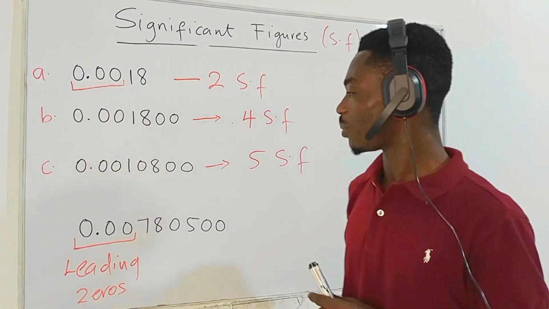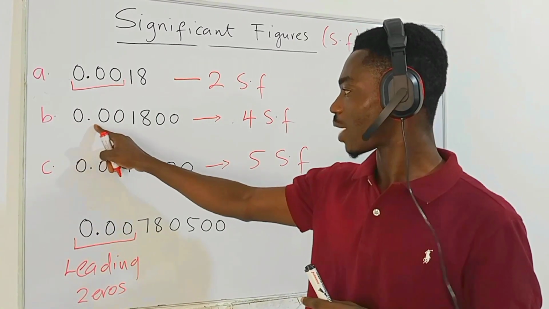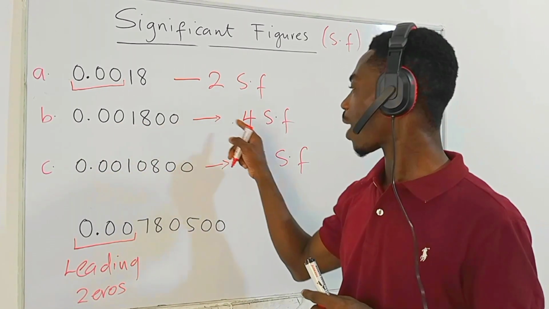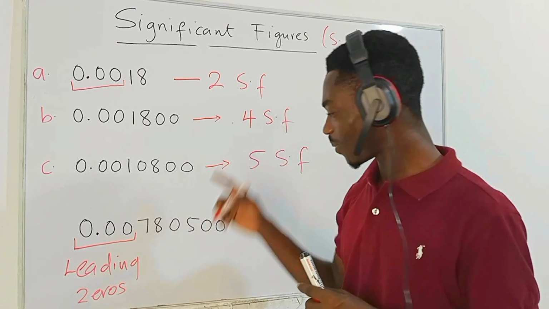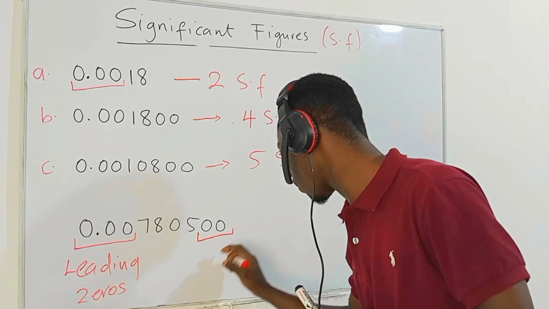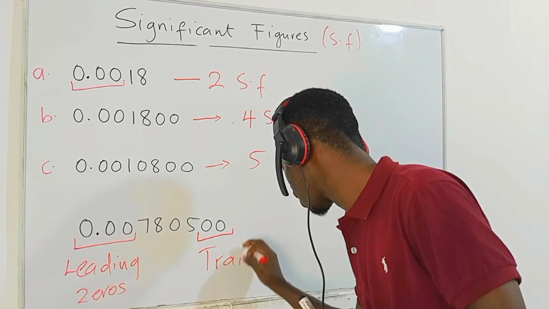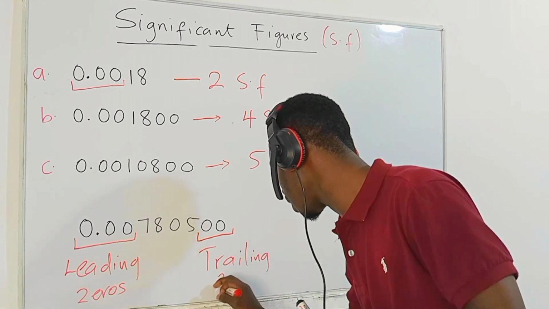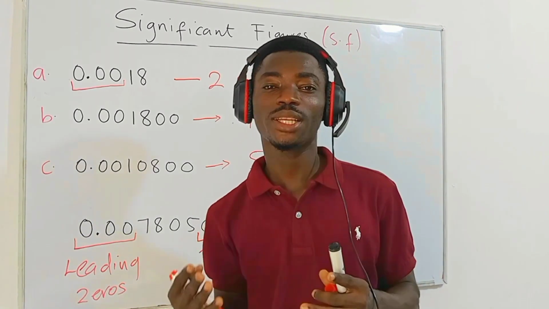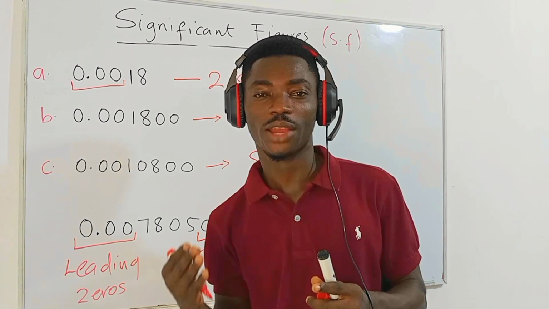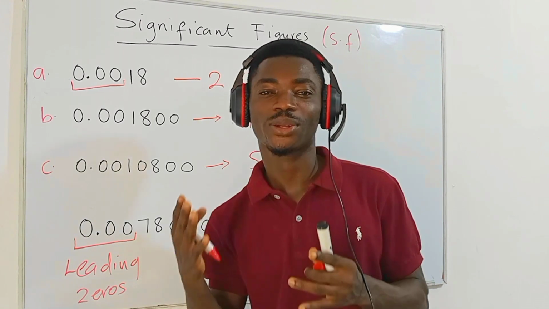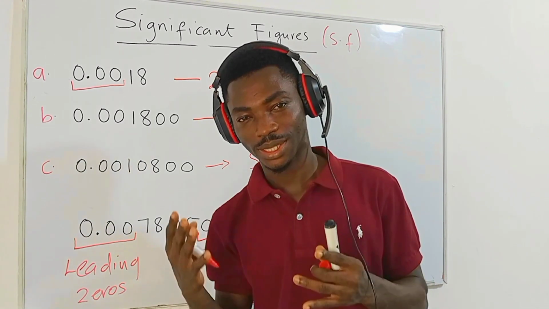Now let's consider the second example. Here we also have leading zeros which are not significant, yet we have 1, 2, 3, 4 as significant figures. All right, so that brings us to this part. Now, these zeros right here are known as trailing zeros. There are two important things about trailing zeros. Case 1: trailing zeros are significant if there is a decimal point. Case 2: trailing zeros are not significant if there is no decimal point.